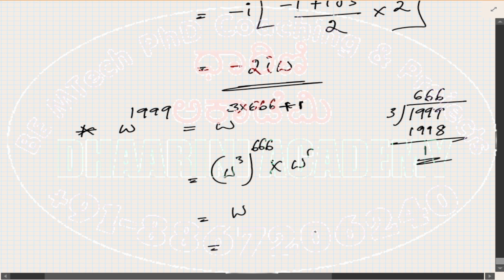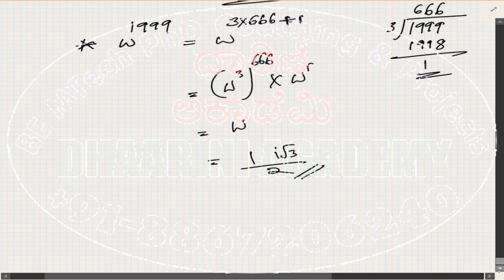What is the value of omega? Omega can be written as, we know the value. This is minus 1 plus I root 3 whole divided by 2. Alright. Use the same technique to calculate omega to the power 165.